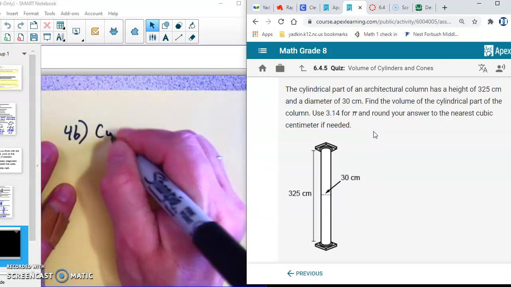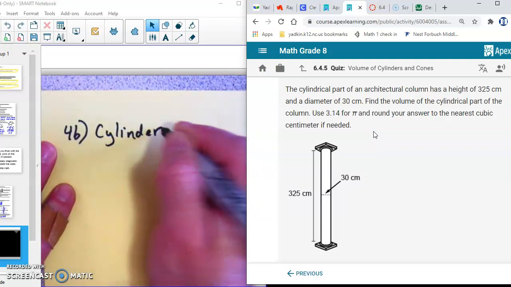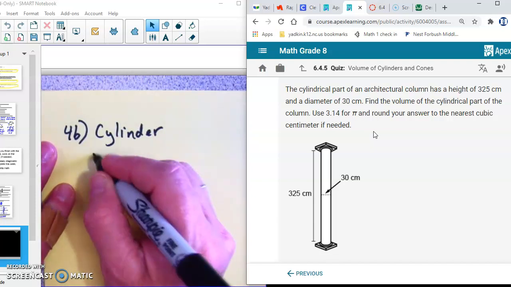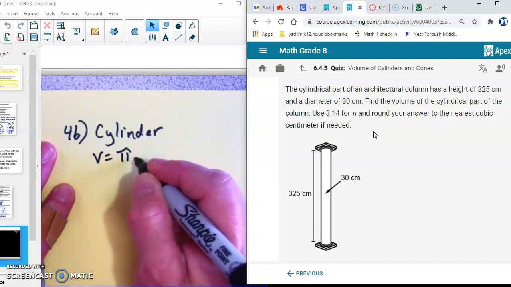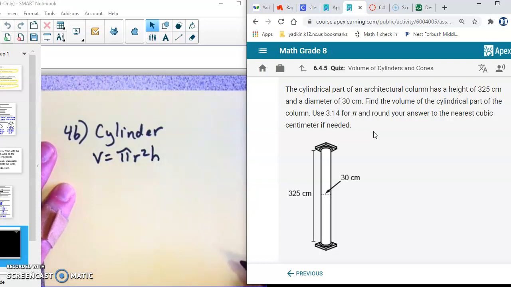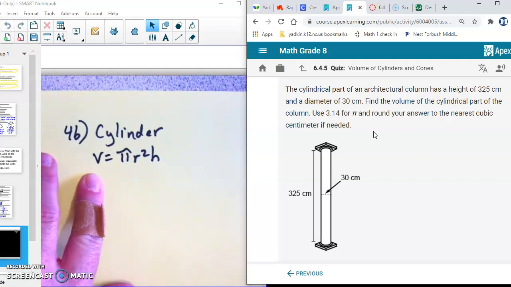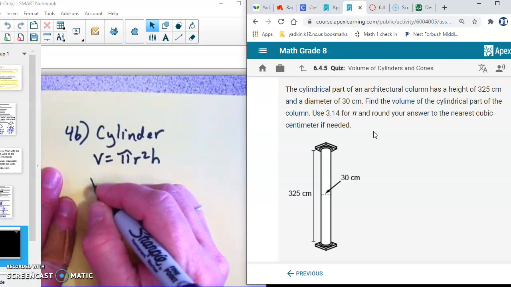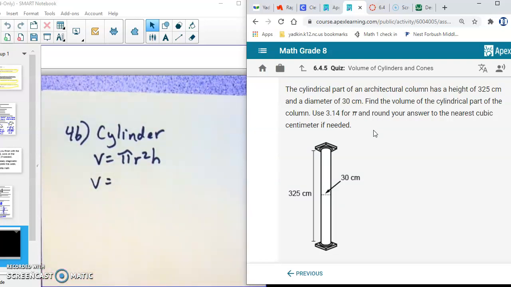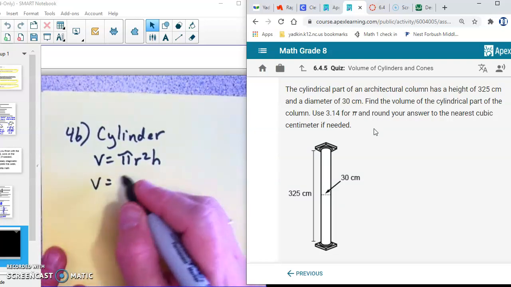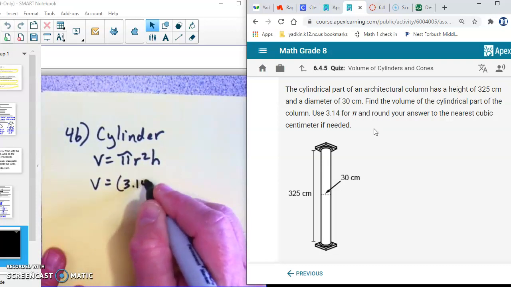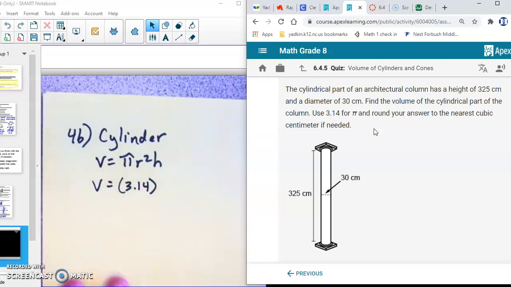We have a cylinder. Let's write down the formula. Volume is equal to pi r squared h. And let's fill in the information that we know. Do I know the volume? Do they tell me the volume? What is it they want us to find? Find the volume. So no, we don't know volume. It tells us to use 3.14 for pi. So instead of writing the pi symbol, we're writing 3.14.